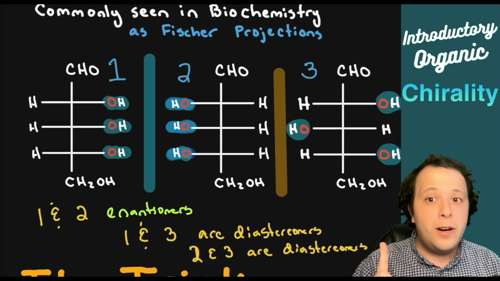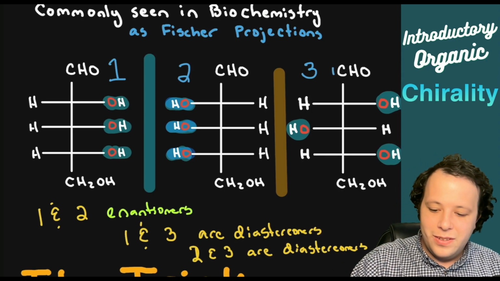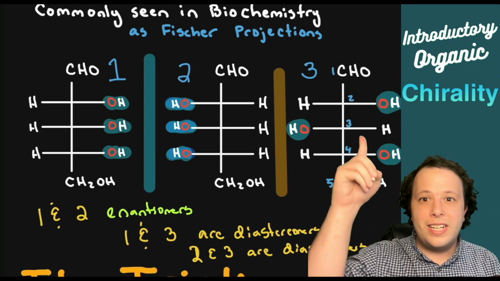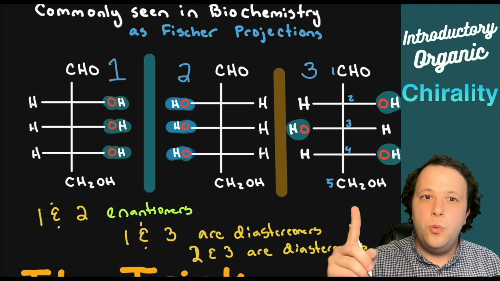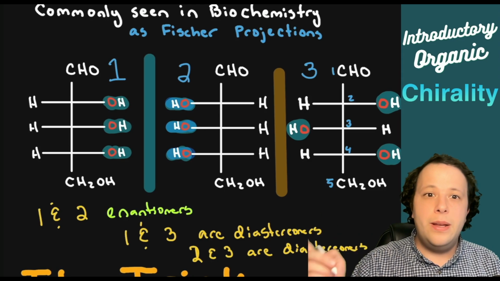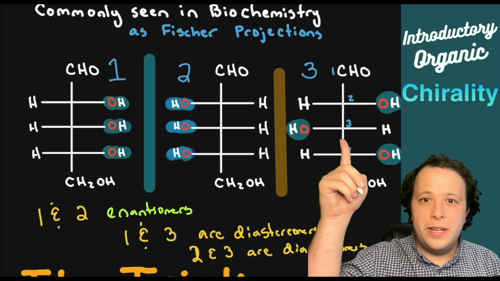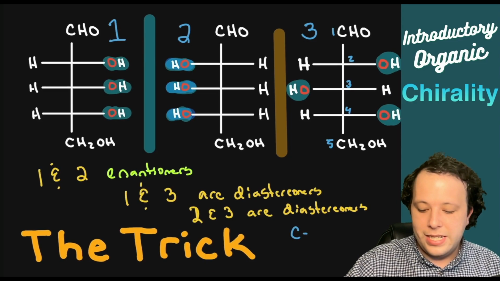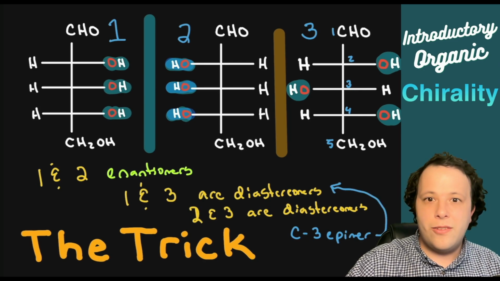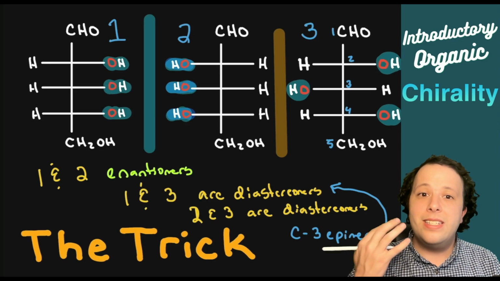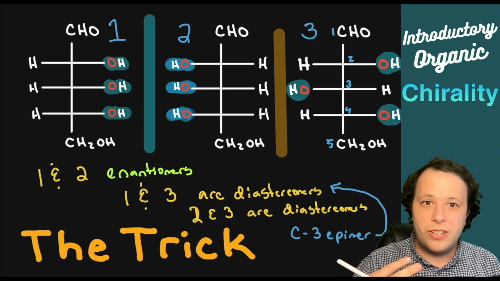And this has to do with carbon numbering. So, for example, if I number this like carbons 1, 2, 3, 4, and 5, starting at the most oxidized on top, what changes? Well, if I compare number 3 and number 1, notice how carbon 3 changes. So this is referring to a C3 epimer for 1 and 3, meaning that carbon 3 flipped. So that tells you that it's an epimer of the other structure.